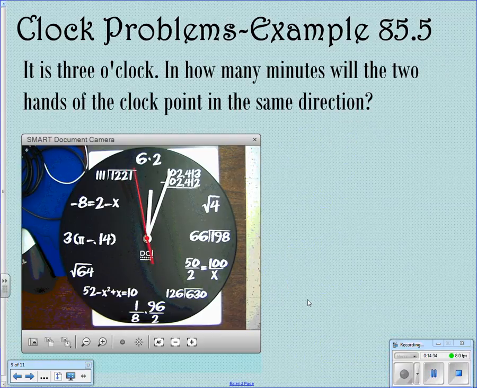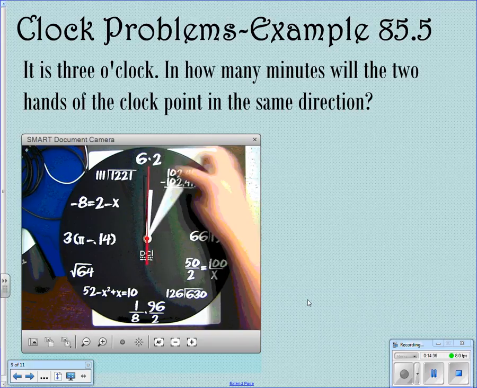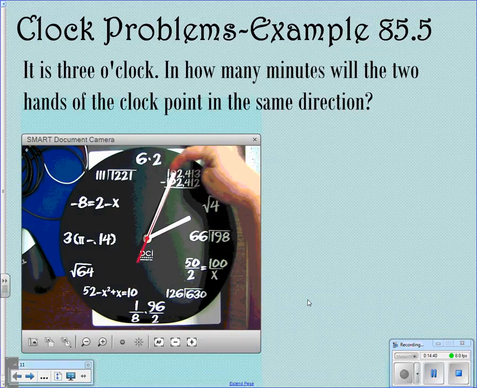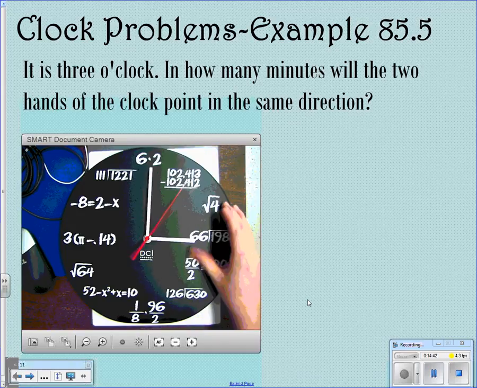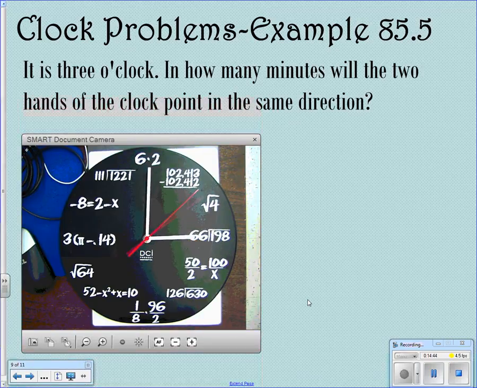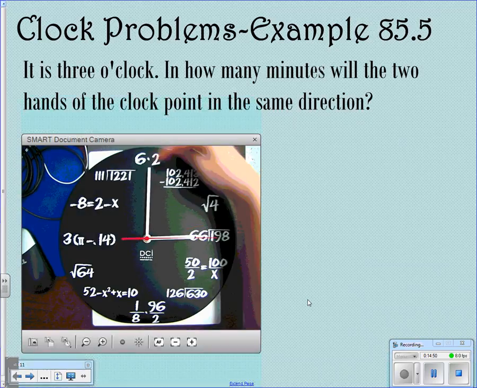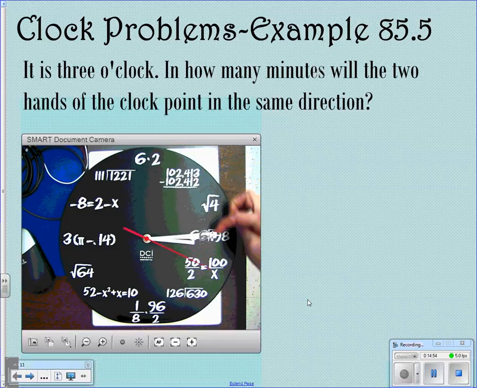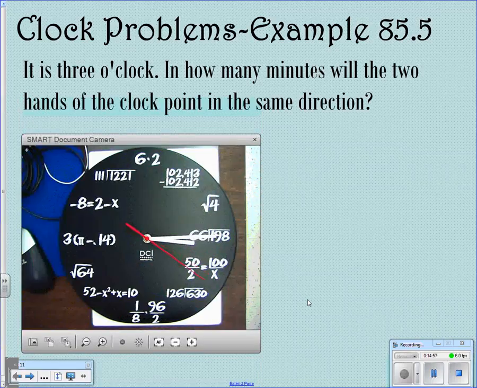So it says that it is 3 o'clock. So I'm going to make it 3 o'clock on my clock. So now it's 3 o'clock. In how many minutes will the two hands of the clock point in the same direction? Well, my minute hand is going to keep moving. And if the hour hand didn't move, it would only take 15 minutes before the two would be pointing in the same direction. Okay, so we're going to use our formula.